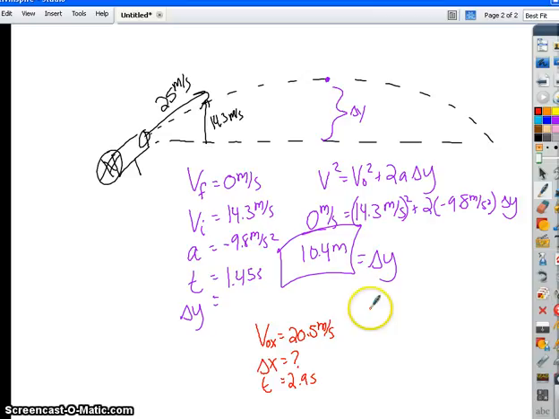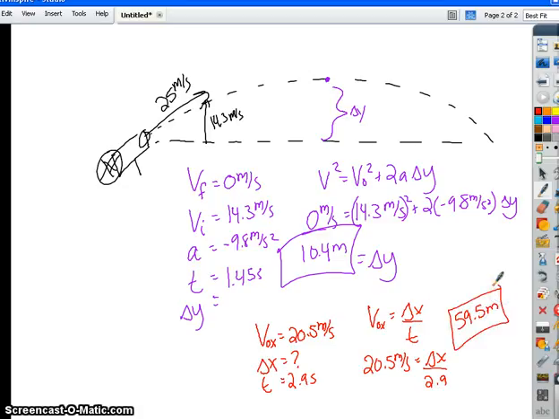So our velocity in the x equals delta x over t, or 20.5 meters per second equals delta x over 2.9. When I multiply 20.5 by 2.9, we get 59.5 meters. So that is the answer for how long, how far, and how high this projectile was in the air.